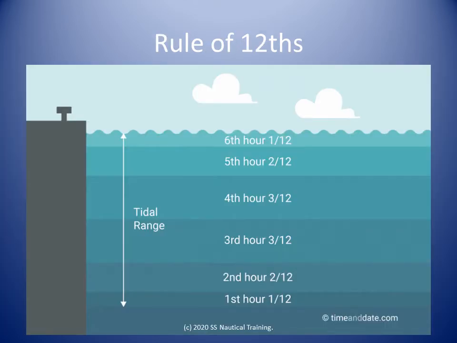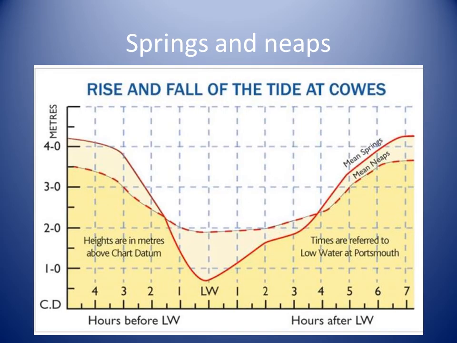The rule of 12ths is a rule of thumb for estimating the height of the tide at any given time. The rate of flow in a tide increases smoothly to a maximum halfway point between high and low tide, before smoothly decreasing to zero again. The height of tide affects the rate of the tidal current.